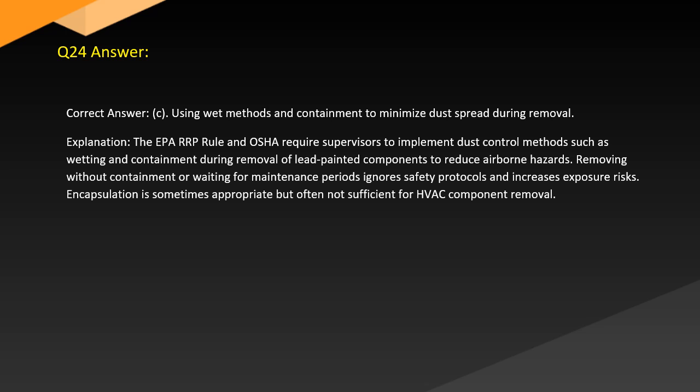Answer. Correct answer: C. Using wet methods and containment to minimize dust spread during removal. Explanation. The LRP rule and OSHA require supervisors to implement dust control methods such as wetting and containment during removal of lead-painted components to reduce airborne hazards. Removing without containment or waiting for maintenance periods ignores safety protocols and increases exposure risks. Encapsulation is sometimes appropriate, but often not sufficient for HVAC component removal.